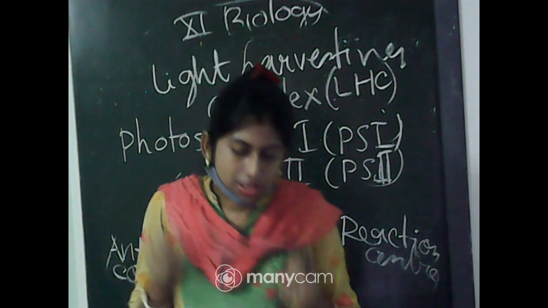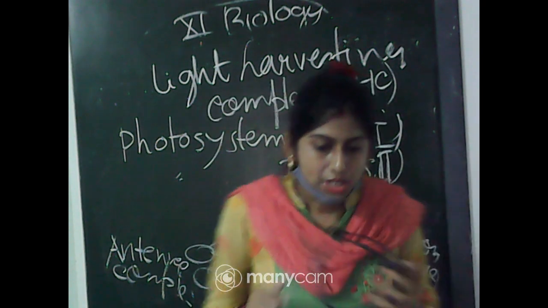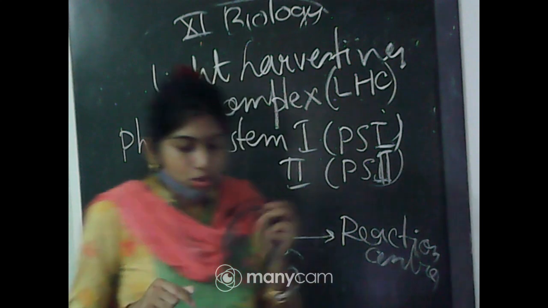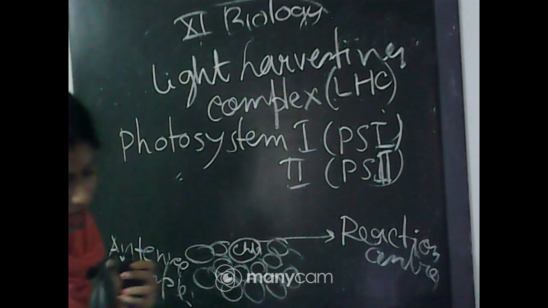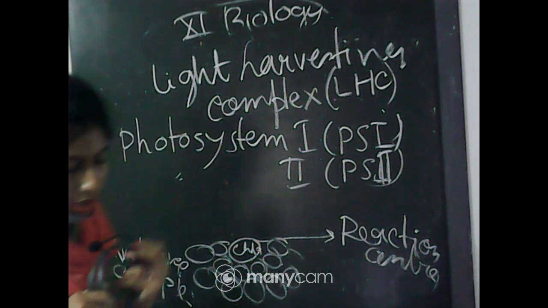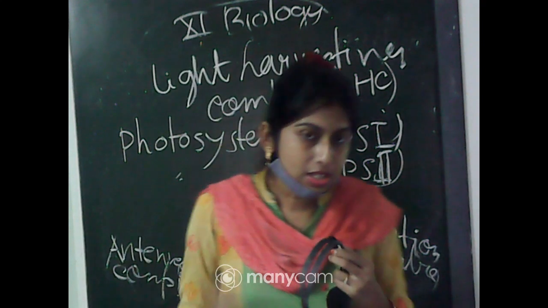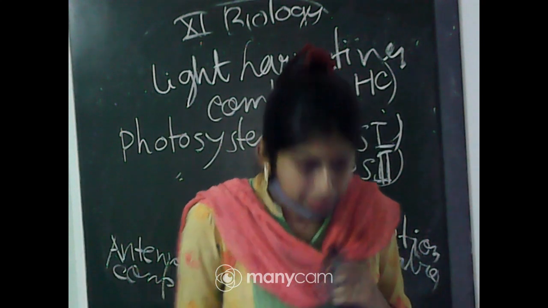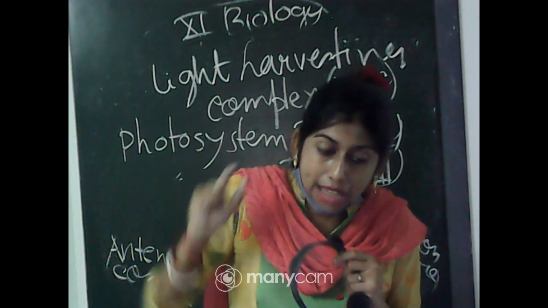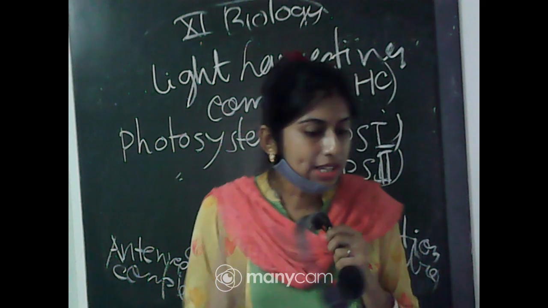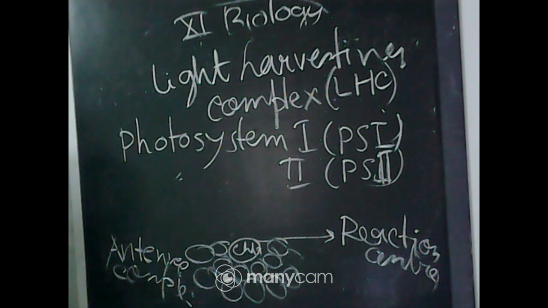Light harvesting complexes are made up of hundreds of pigment molecules bound to proteins. Each photosystem has all the different types of pigments except one chlorophyll A molecule, forming a light harvesting system called the antenna complex. So these pigments will come under this antenna complex.